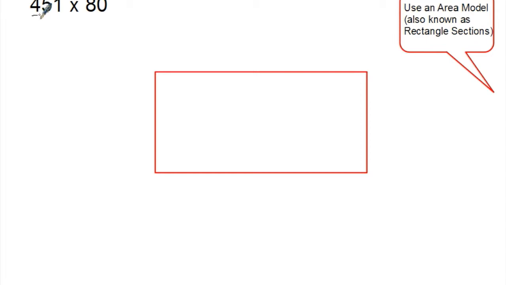Step number 2, we're going to decompose our number 451. Just break it apart into usable numbers that are easier for us to use, so they're working for us, we're not working for them. So we have 400 plus 50 plus 1. As you can see, 400 plus 50 plus 1 still equals 451. And we're going to multiply that by 80.